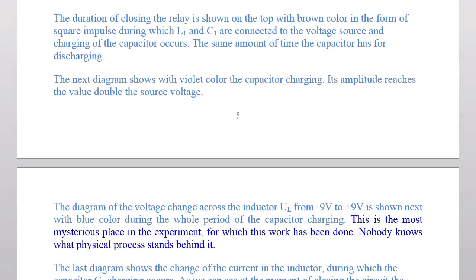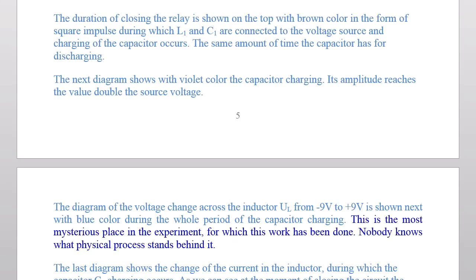The duration of closing the relay is shown on the top in brown color in the form of a square impulse, during which L1 and C1 are connected to the voltage source and charging of the capacitor occurs. The same amount of time the capacitor has for discharging, and the discharging process is not shown on these diagrams. The next diagram shows the capacitor charging in violet color. Its amplitude reaches double the source voltage.